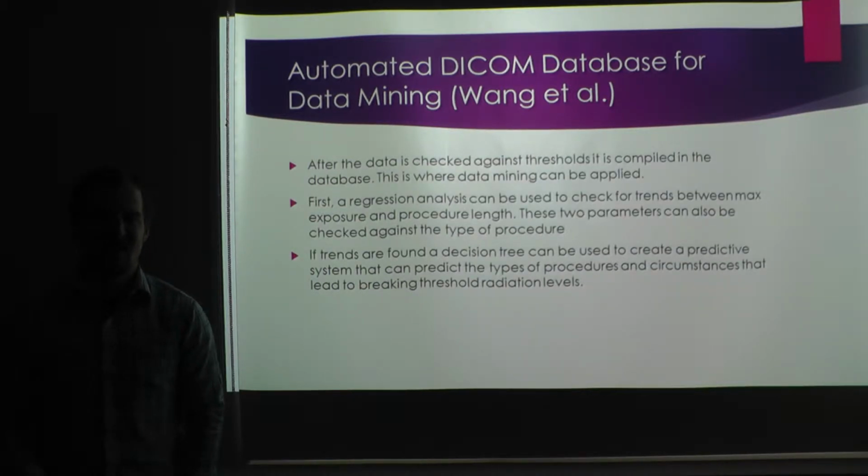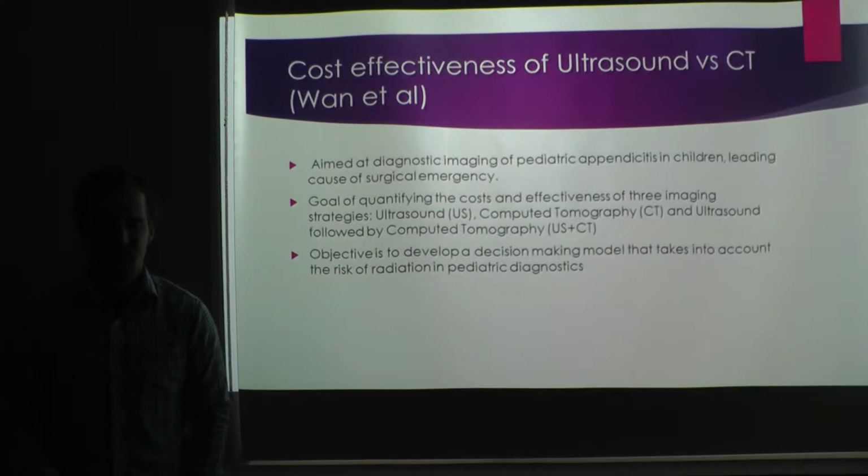So after this data is checked, they actually put it into a database, and that's when the data mine can be applied. They apply regression analysis, which can be used to check trends between max exposure and procedure length, and then these 2 parameters can be checked against the type of procedure to determine if it's happening repeatedly in the same procedure, and then a decision tree can be used as a predictive model to determine which procedures are at risk for exceeding radiation levels.